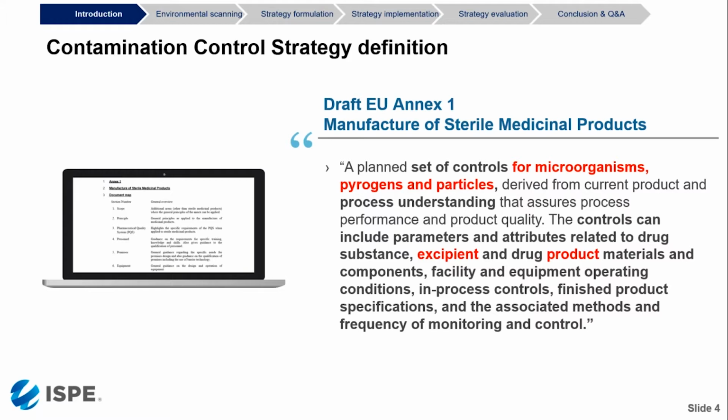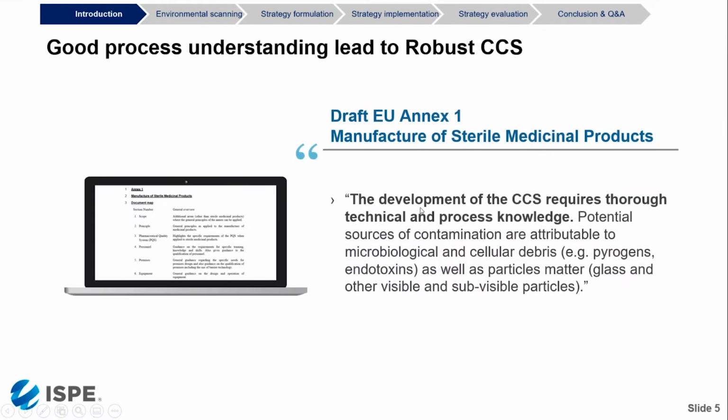Generally, this type of strategy will be developed by a cross-functional team rather than just one person, because they will need to be able to map the process, identify the sources of contamination, and then define the set of controls. Keep with me on those slides. I know it's boring to review the regulations, but I think it's important first to make sure we have the same understanding. So it makes sense that the draft Annex 1 suggests that the development of a CCS requires thorough technical and process knowledge of the potential sources of contamination that are attributable to microorganisms, cellular debris, as well as particle matter.